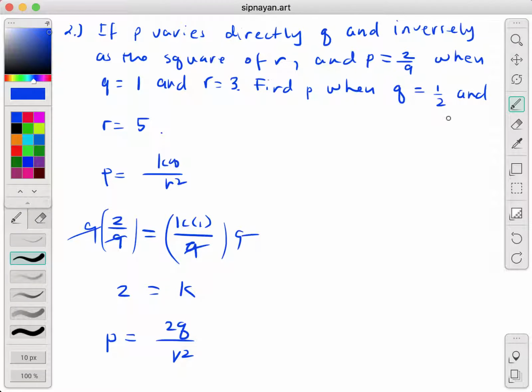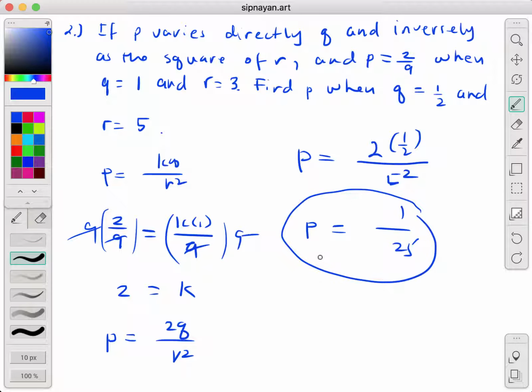And then we substitute. Find p when q equals 1/2. So, magiging 2 times 1/2, 2q, di ba? So, ang q natin ay 1/2. So, 2 times 1/2 over r squared. And our r is 5. So, 5 squared dito. So, ano ang 2 times 1/2? Siyempre, 1, di ba? And 5 squared is 25. So, the value of p equals 1 over 25. Yun yung sagot natin.